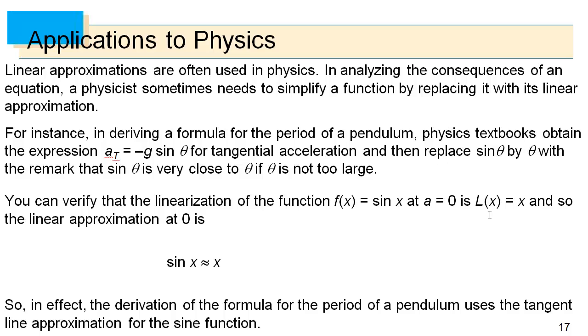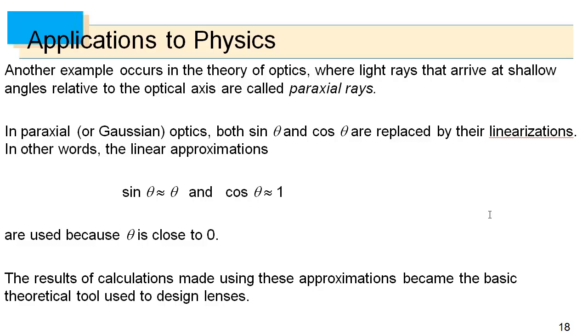But as you go away from 0 in either direction, it starts to deteriorate. So we can use that approximation of swapping out sine of theta for theta, right? Same thing as sine of x for x, as long as we have small thetas, small x's. Another example occurs in optics where they'll swap out sine of theta for theta and cosine of theta for 1. Again, the linear approximations will show that those things are fairly accurate as long as your theta is close to 0.